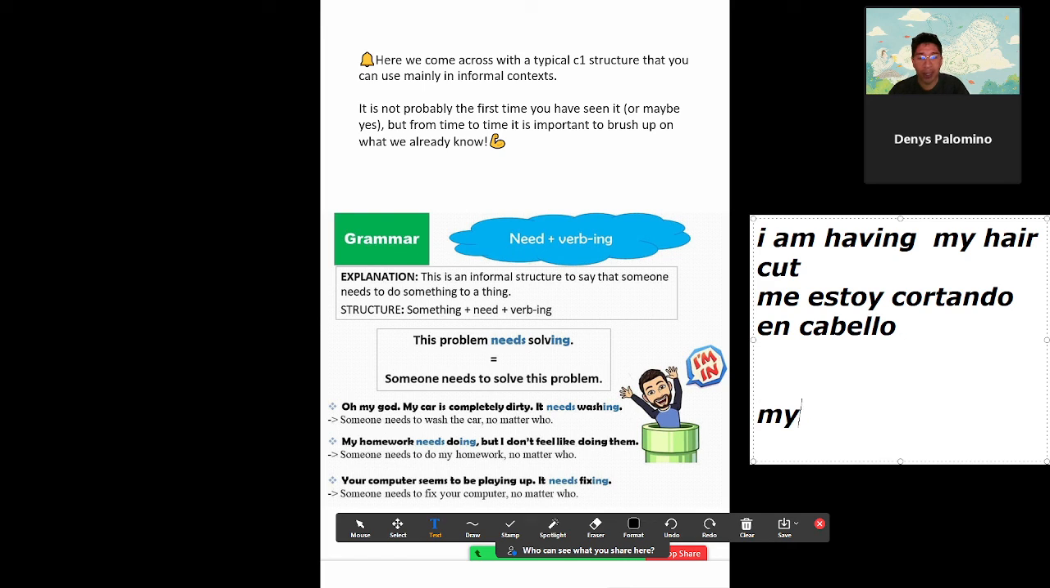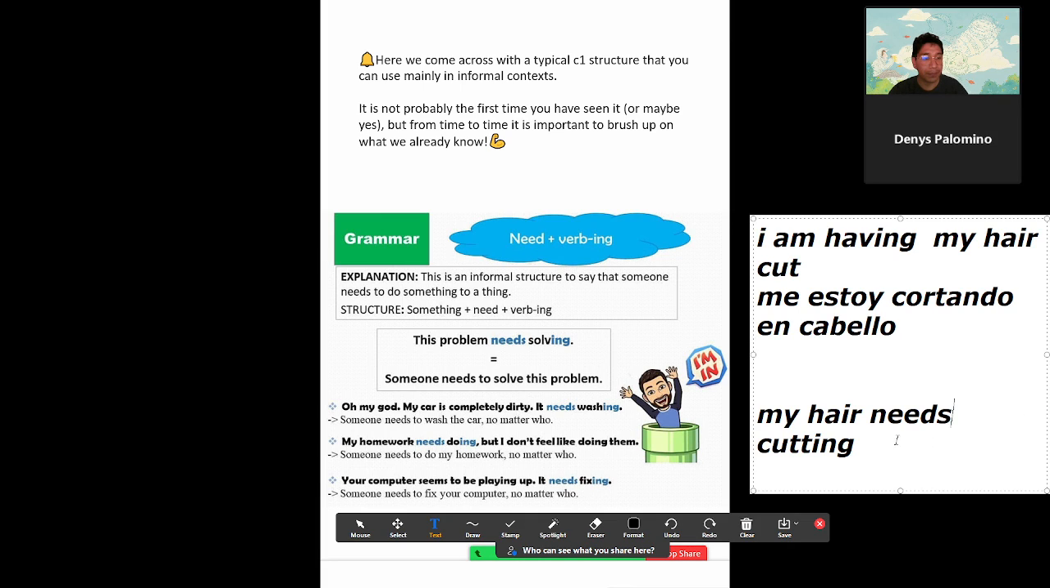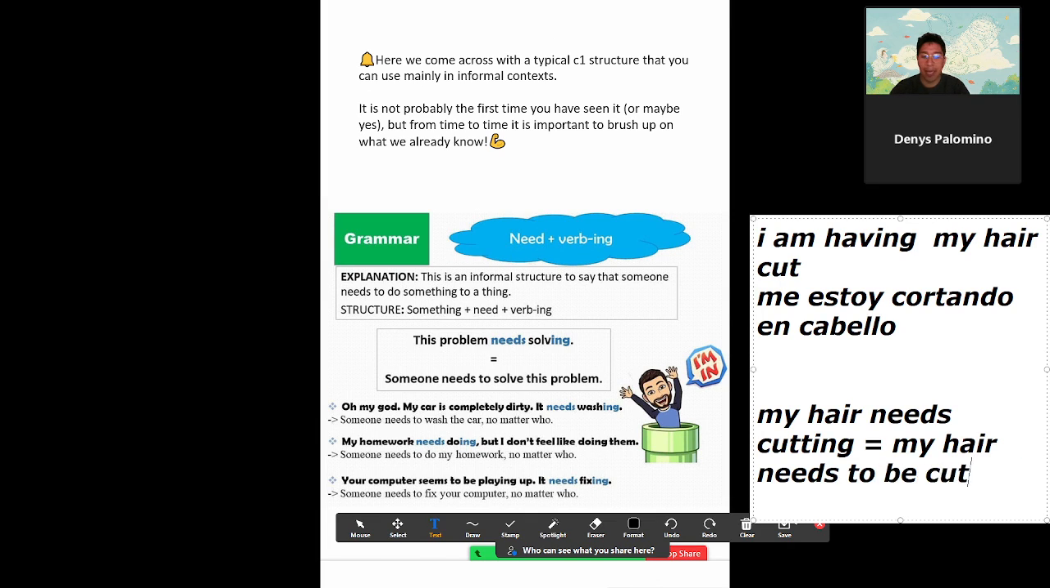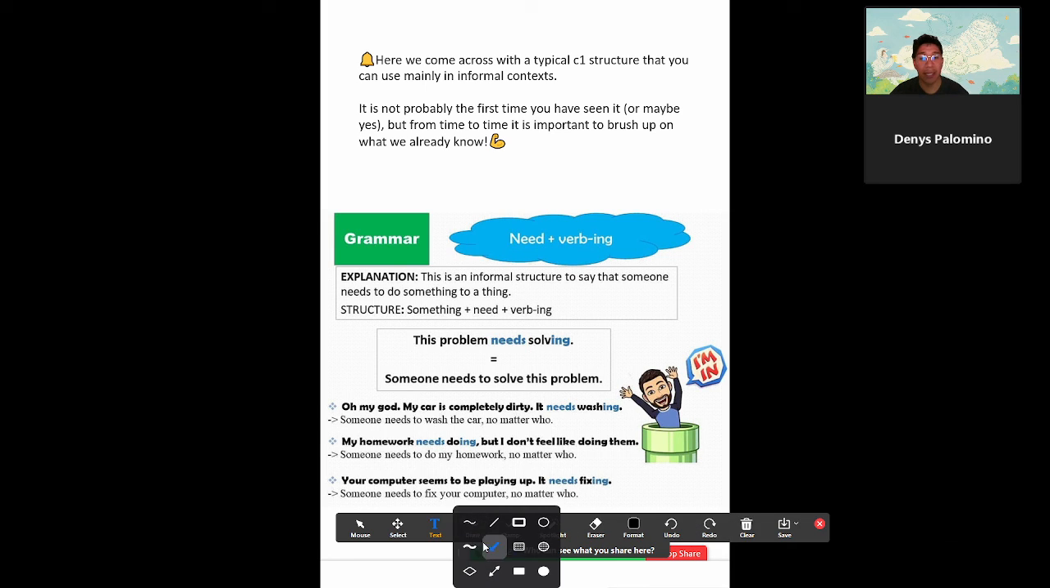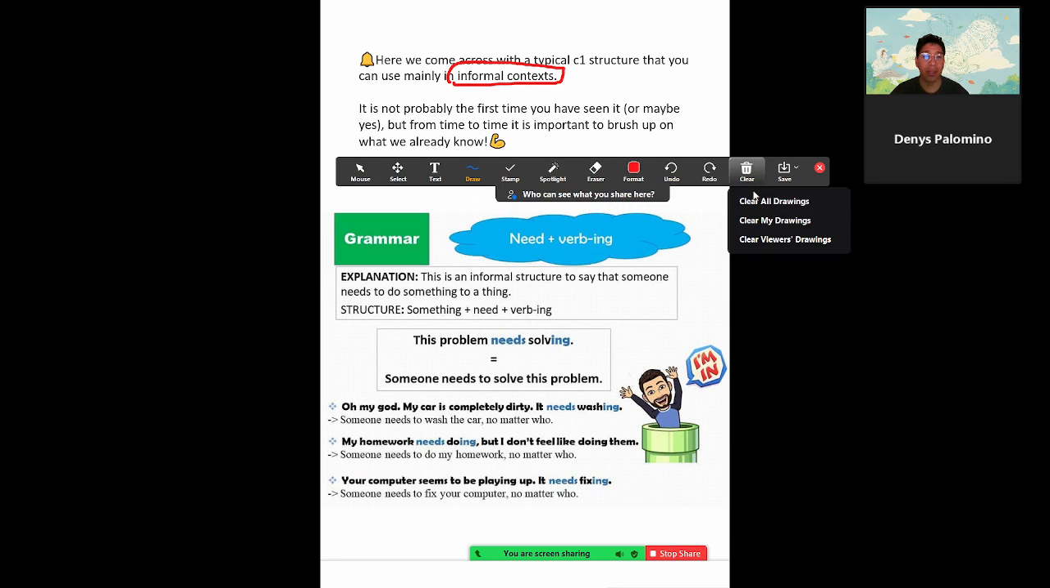Because my hair needs cutting. Necesita ser cortado. My hair needs cutting. Que esto viene a ser como my hair needs to be cut. ¿Te das cuenta? Easy peasy. Esto es una estructura informal, como te digo. Puedes decir, ¿no?